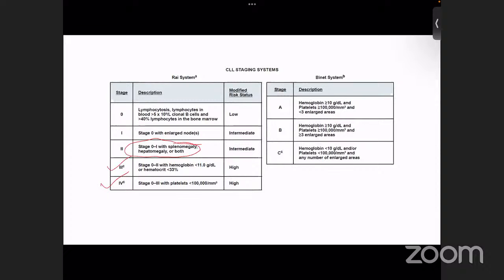And you can also be asked how do you treat even earlier stages, intermediate risk. You can even observe even though the count is high. You treat once they develop anemia and thrombocytopenia. One thing you have to remember, this anemia part, it should not be an autoimmune hemolytic anemia. So autoimmune hemolytic anemia is a fairly common association with CLL and other lymphoproliferative disorders. If they have an autoimmune hemolytic anemia, that anemia is not taken as a part of this Rai staging.